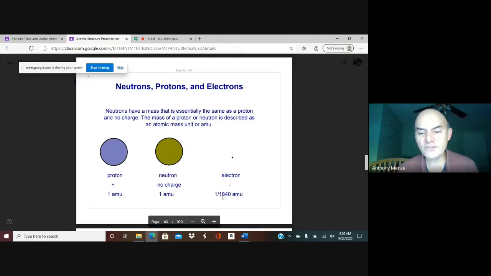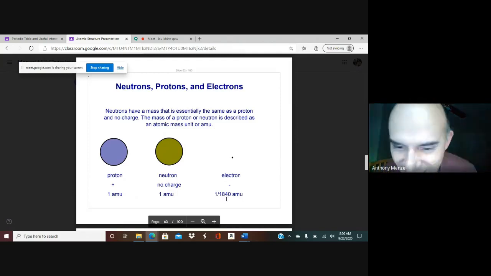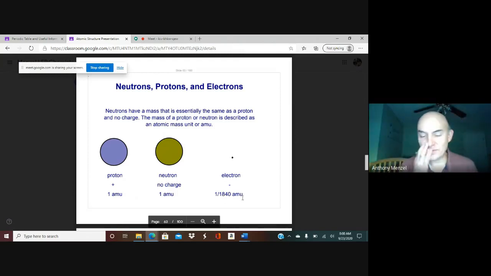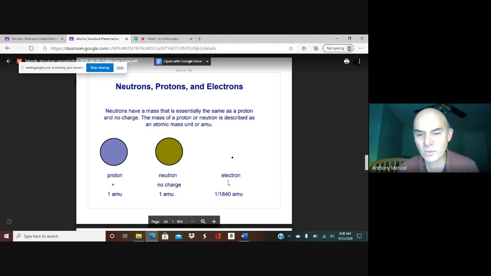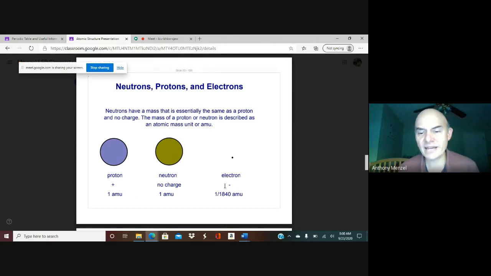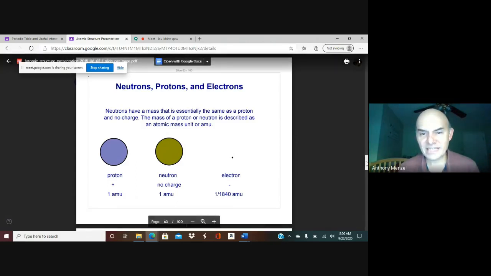1 out of 1,840th of an AMU. So that's extremely small in terms of its mass compared to the neutron and the proton. But what the electron does provide for the atom is the negative charge, and therefore is extremely important in terms of the element's chemical reactivity and properties. So that is the definition of an isotope.